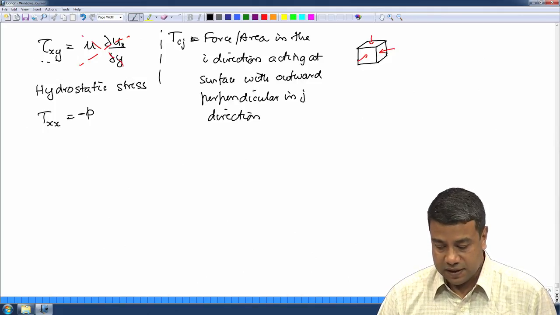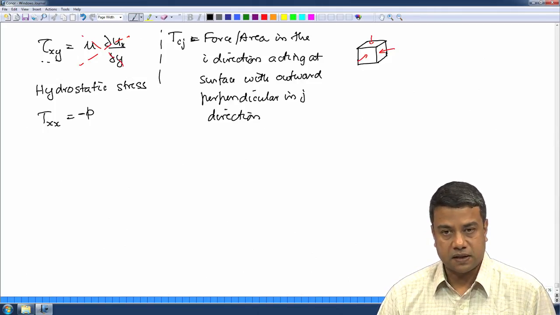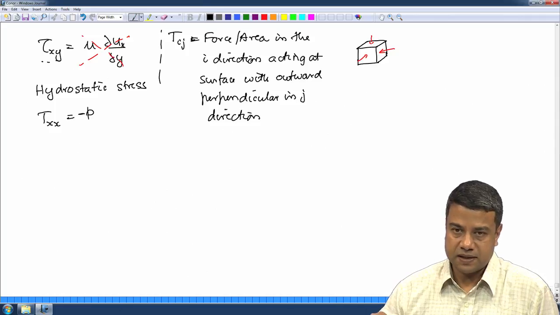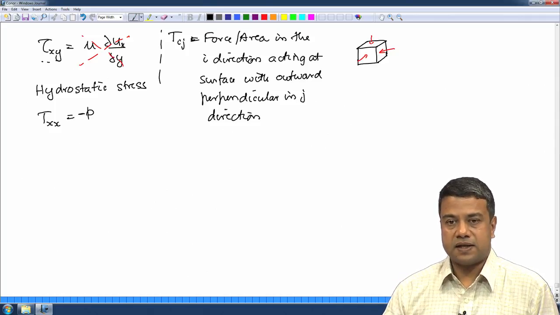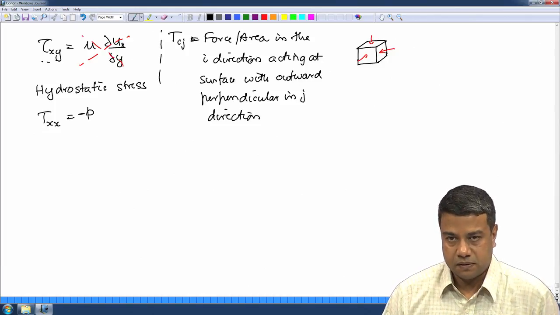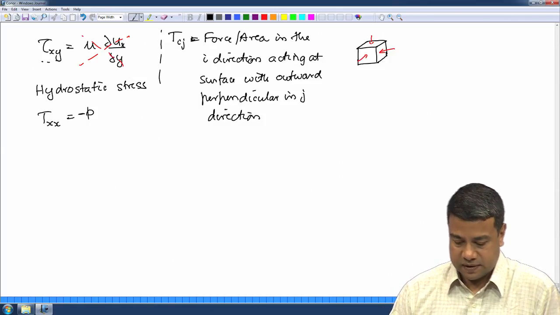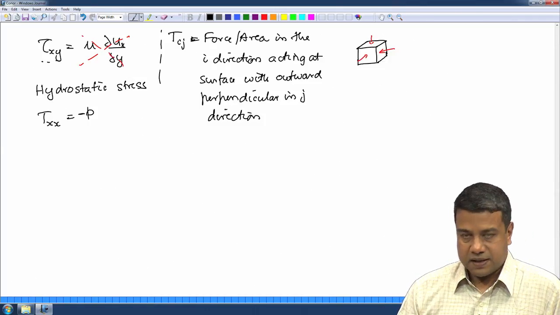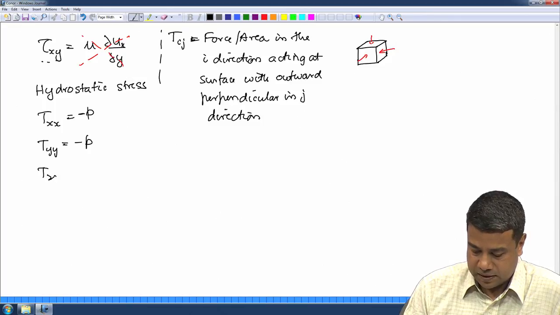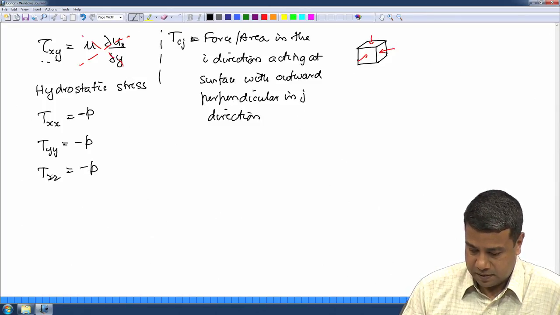So, Txx is the force per unit area in the x direction acting at a surface whose unit perpendicular is in the x direction. Due to pressure, that force actually acts in the minus x direction. Therefore, Txx is minus P, because the stress is assumed to be positive if the unit normal is along the outward unit normal to the surface. Txy, Txz and so on will be 0, Tyy will also be equal to minus P, and Tzz will also be equal to minus P.